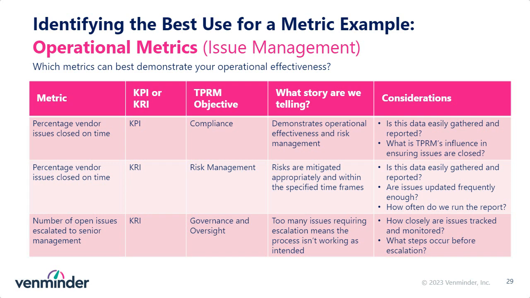We also want to look at the number of open issues that are escalated to senior management, right? Because this tells us when we've kind of hit that breaking point. That's a great KRI, and it really supports a governance and oversight metric. Because if there are too many issues requiring escalation, that means that our process isn't working. But we do need to know how closely issues are tracked and monitored and what steps we're taking before we escalate.